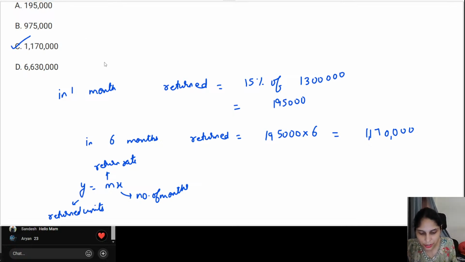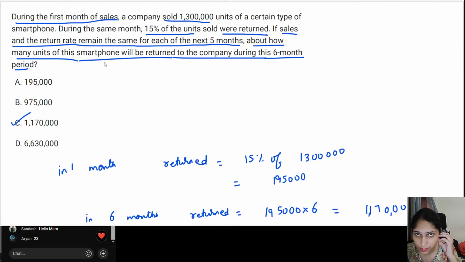Because when you have not started, you're not returning anything. At 0, it is 0. So 0, comma 0 is a point. That is why it is y is equal to mx. So whatever you're doing in 1 month, you have to multiply. Because 1 month means it's your slope, right? So whatever is happening in 1 month, that is only your slope. So m is going to be 195,000. X is 6, so 195,000 times 6. So 1,170,000 is going to be the answer. Okay? Remain the same, that means you just have to multiply. This is linear.